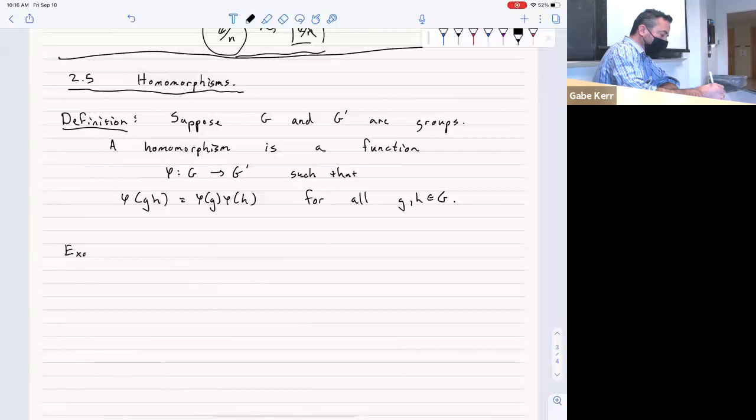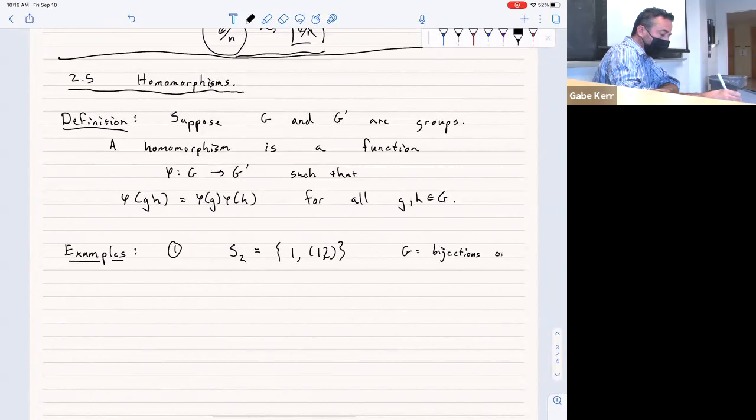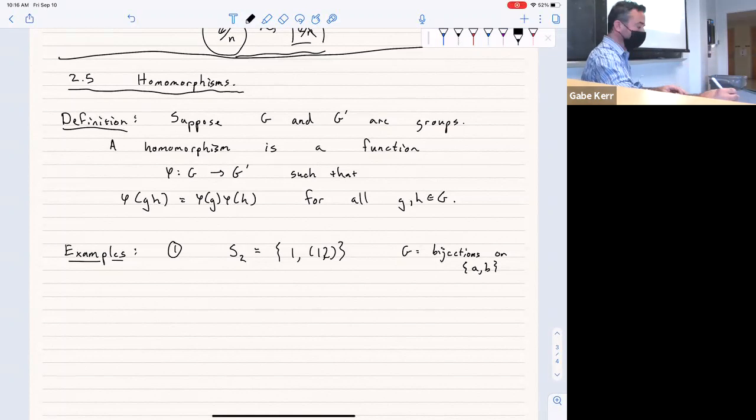Let's do a quick example. We'll talk more about isomorphisms later, but I'm going to give the first simple example. Let's look at S2. We know this is permutations on two letters. Let's look at G equals bijections on the set AB, with composition. Tell me about G and tell me about S2.